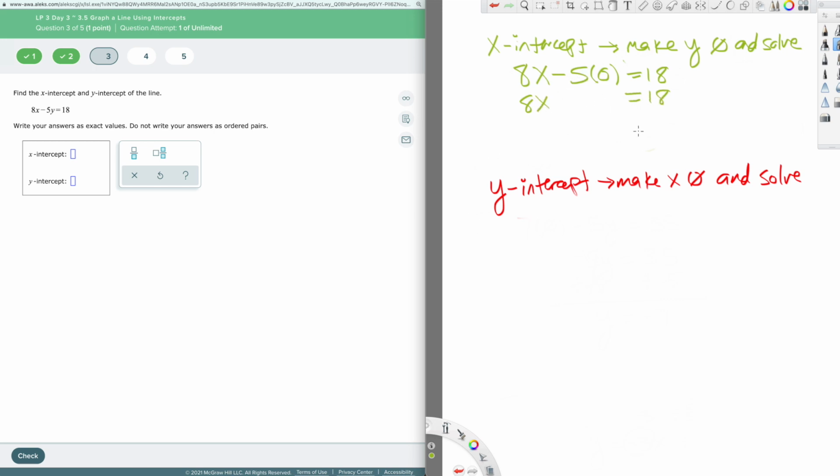And we have divided by 8, x equals 18 divided by 8. We do want to reduce this. It says write your answers as exact values. Do not write your answers as ordered pairs. So exact answers means no rounding.